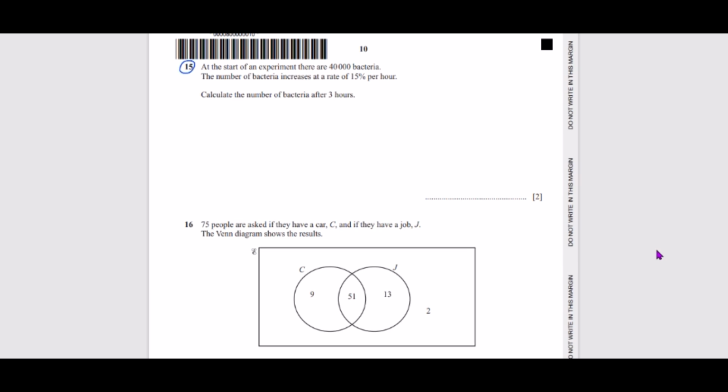Question number 15. At the start of an experiment, there are 40,000 bacteria. The number of bacteria increases at the rate of 50% per hour. Calculate the bacteria after 3 hours. So use the formula to calculate the number of bacteria.